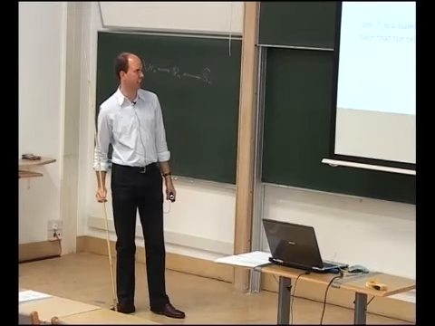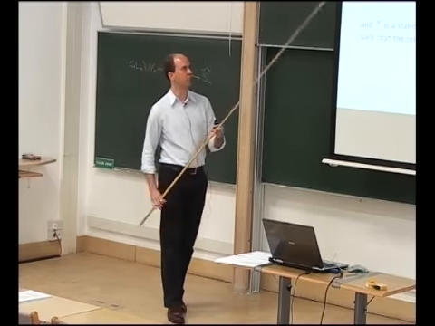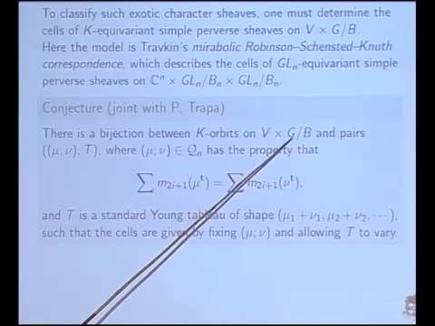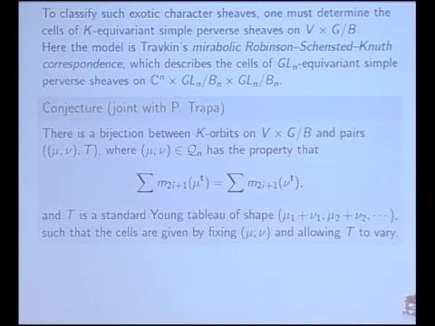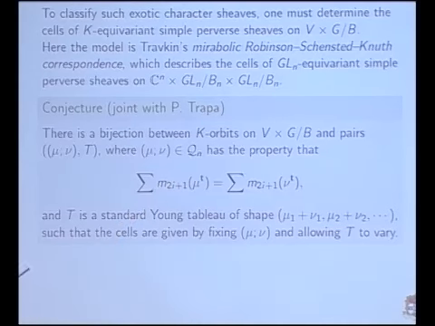So I suspect that something like that might be true in this type C setup. And just as a tantalizing result in this direction, or actually just a conjecture, because we've only checked it up to n equals 3, Peter Trapa and I reckon that the K orbits on this product of the vector space and the flag variety of GL2n are in bijection with pairs of a bipartition and a standard Young tableau whose shape is the total shape of the bipartition. And notice the sum shape of mu1 plus mu1, mu2 plus mu2. And then the cells are just going to be given in the usual way by varying the tableau but keeping the bipartition the same.